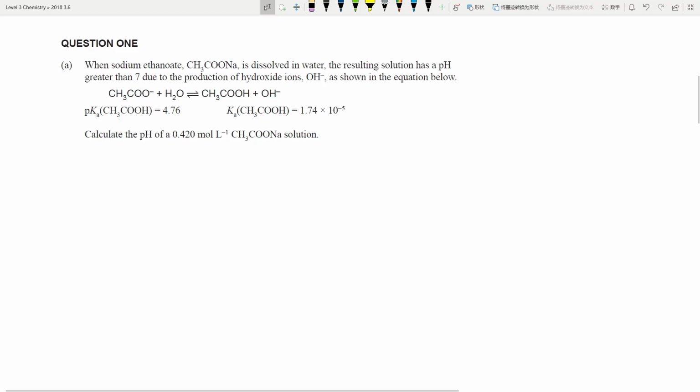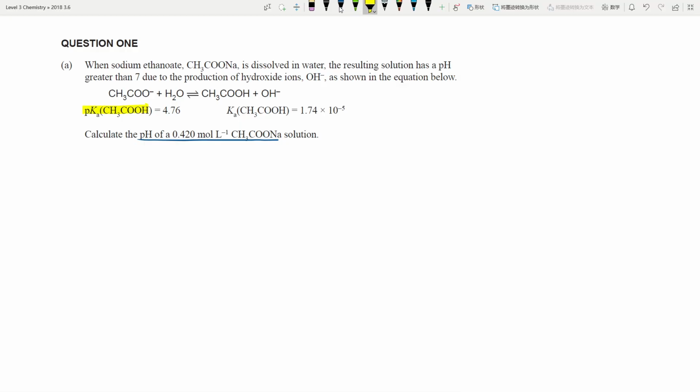Question 1. When sodium ethanoate is dissolved in water, the blah blah blah, just lots of blurb. Calculate the pH of 0.420 moles CH3COONa. You just need to be able to realize that CH3COONa is a base. This is a trick of how you can do it.